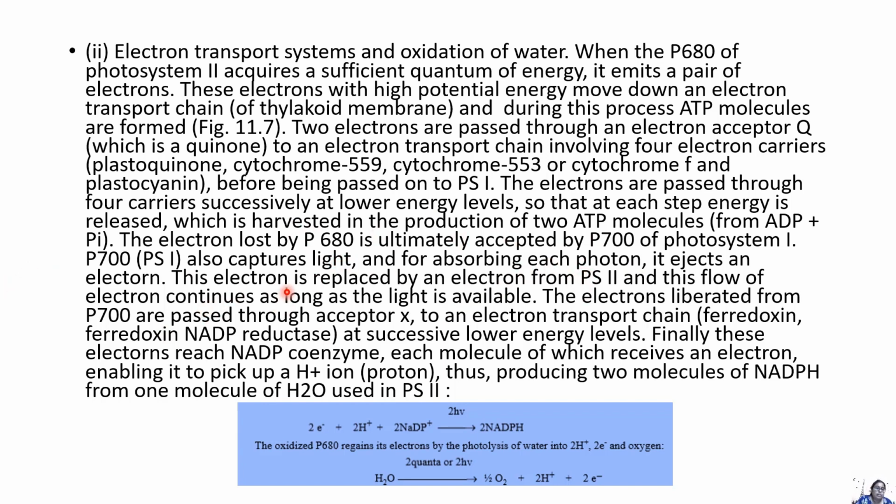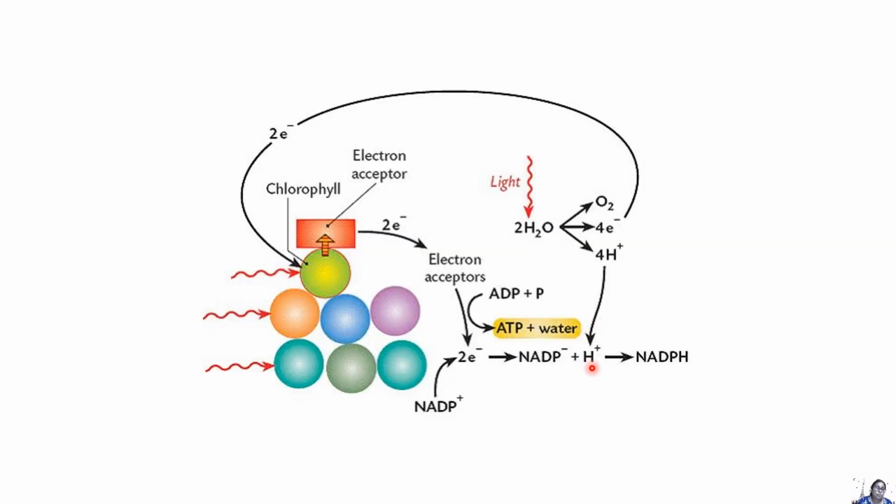So this electron is replaced by an electron from PS2, or photosystem 2, and this flow of electrons continues as long as the light is available. Electrons liberated from P700 are passed to an acceptor, to an electron transport chain like ferredoxin NADP reductase, at successively lower energy levels, and finally these electrons reach the NADP coenzyme, each molecule of which receives an electron, enabling it to pick up a proton, thus producing 2 molecules of NADPH from 1 molecule of H2 used in PS2.